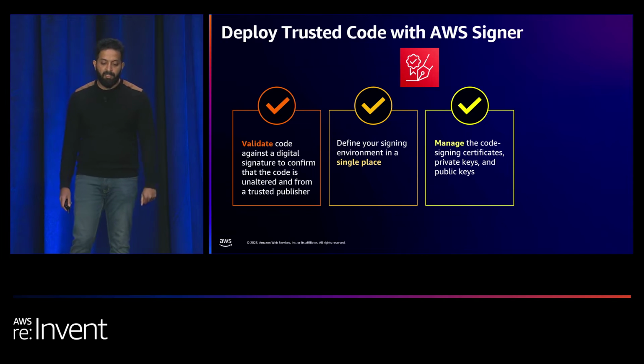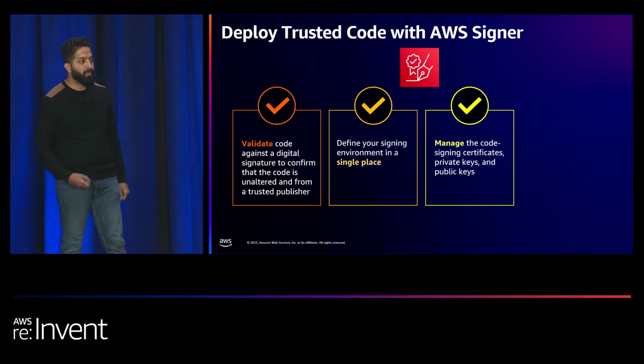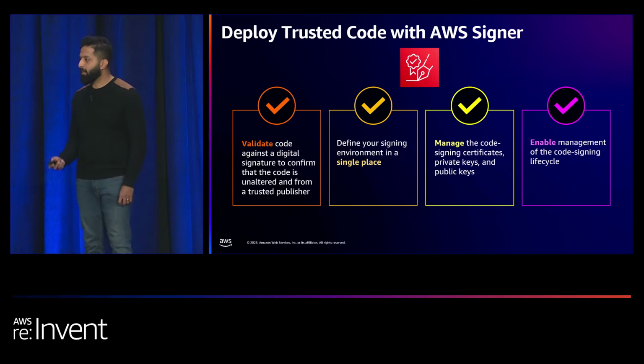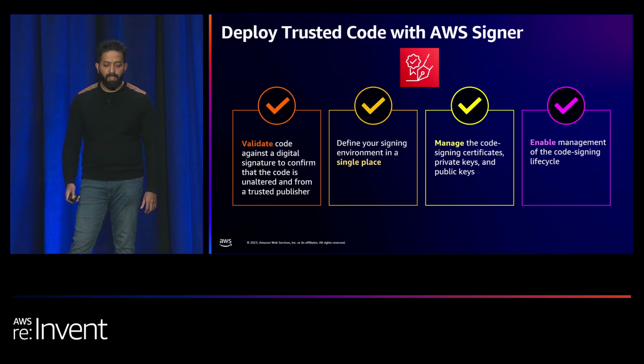Signer also manages the code signing certificates, public and private key pairs. And then finally, it gives you central governance capabilities in terms of the code signing lifecycle. So integration with AWS CloudTrail helps you track who is actually generating those code signatures and helps you meet your compliance goals.